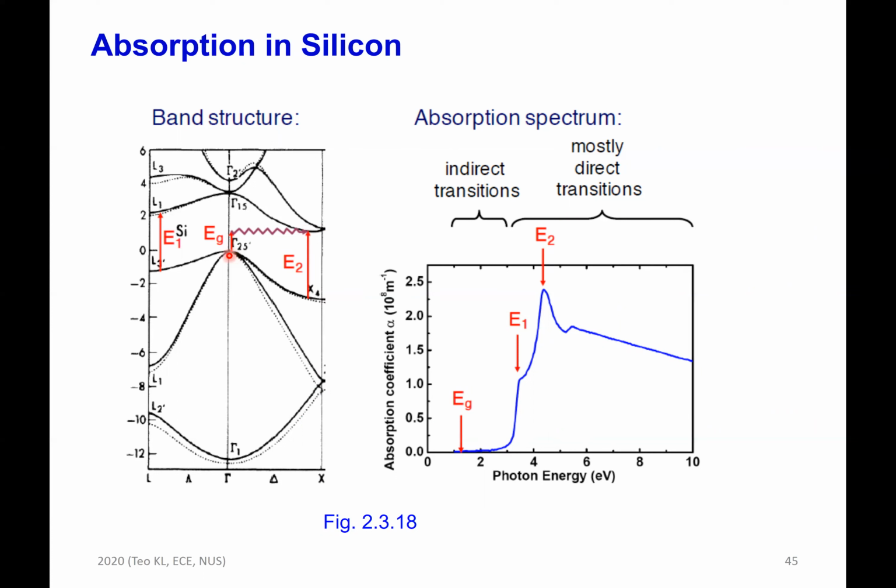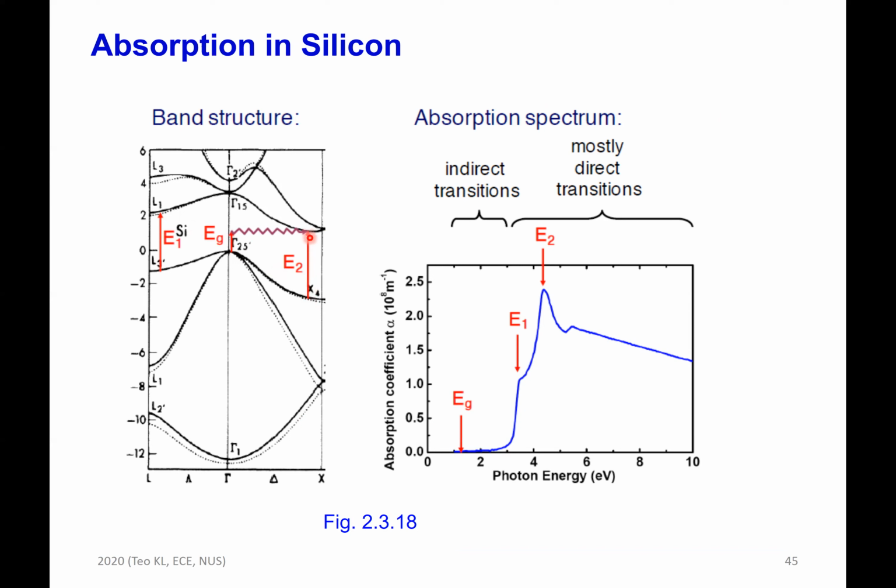So similarly, you can come in with photon energy, absorb a photon, and make a transition to here, to the minimum of the conduction band. That gives you the indirect band gap semiconductor. But it's also possible to have a direct transition from the valence band to the conduction band. And there's another transition that can occur from the valence band to the conduction band.